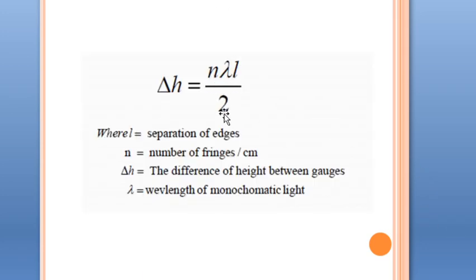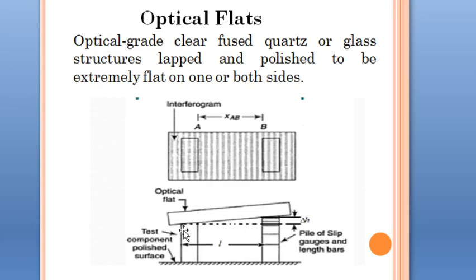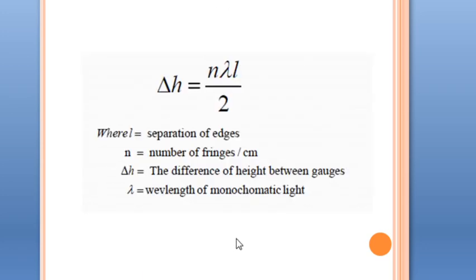Del H equals N lambda L divided by 2. This is the formula for measuring the difference between the workpiece height and the slip gauge level. L is the separation of edges, the distance between the left end of the work part surface and the left end of the slip gauge. Lambda is the wavelength of the monochromatic light used. Del H is the difference between the heights of the edges. N is the number of fringes per centimeter.